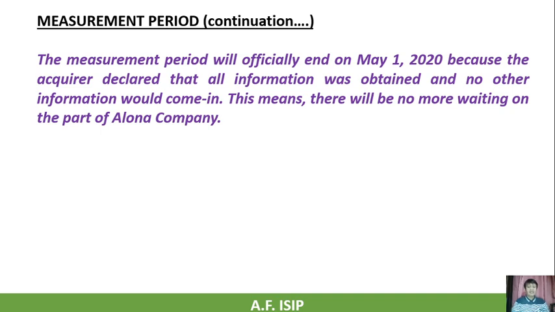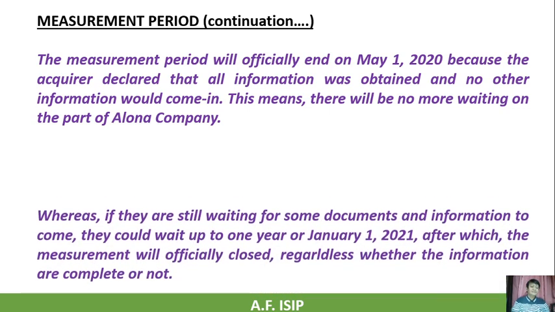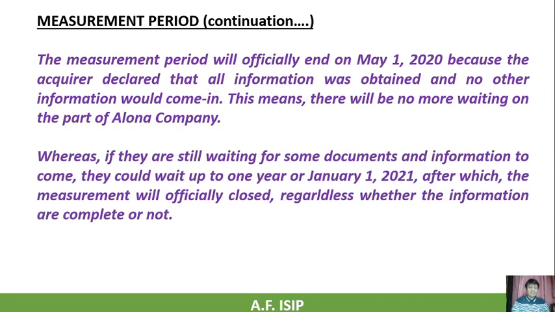This means there will be no more waiting on the part of Alona. They will wait for nothing because everything was obtained. Whereas if they are still waiting for some documents and information to come, they could wait up to 1 year or January 1, 2021, after which the measurement will officially close regardless whether the information is complete or not.